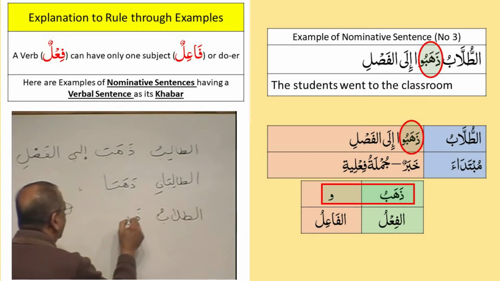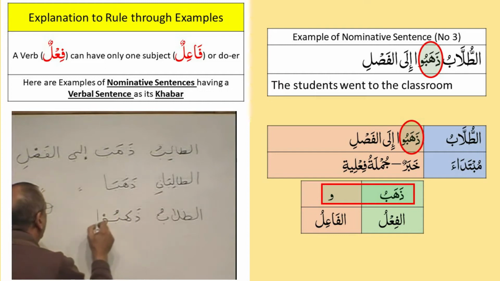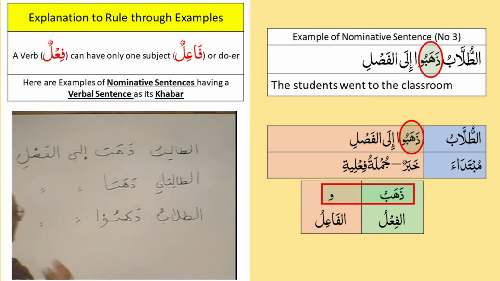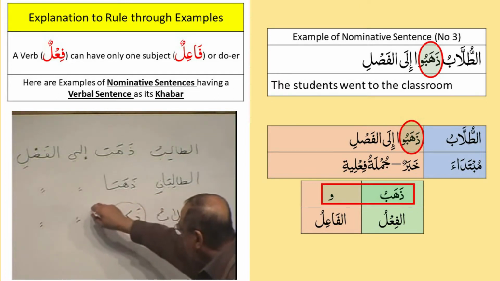Now I say to you, at-tullabu zahabu ilal fasli. What is the tullabu? Mubtada. Where is the khabar? Jumla fi'liya. What is zahabu? Zahabu without waw is your fi'al. And where is the fa'il? Waw. See, this is your fi'al and this is your fa'il.